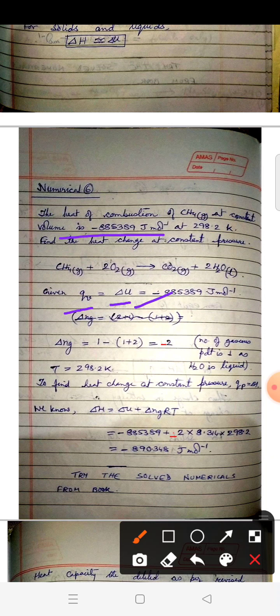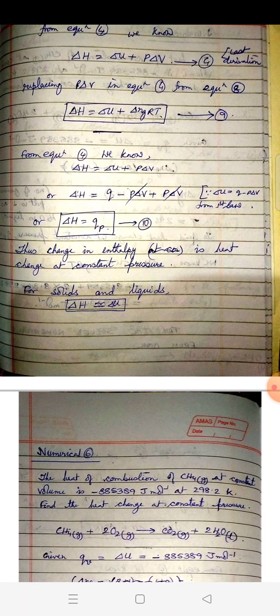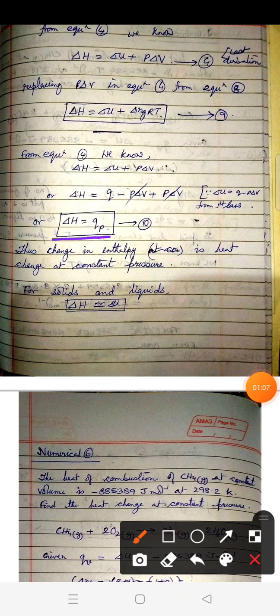Now they have asked you to find out heat change at constant pressure. Now what is heat change at constant pressure? Just in the previous note we have learned heat change at constant pressure is given by delta H. That means you are given delta U, you have to find out delta H.